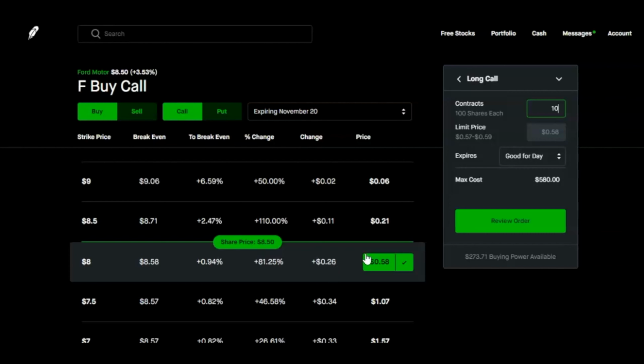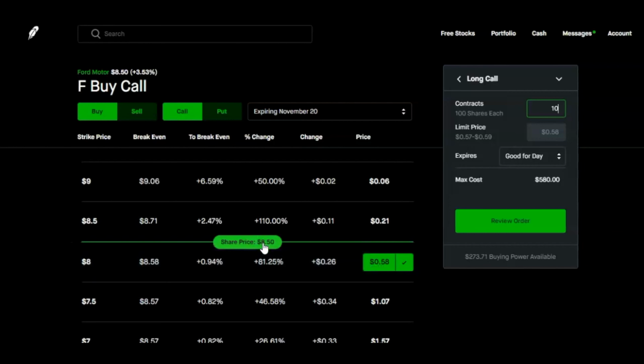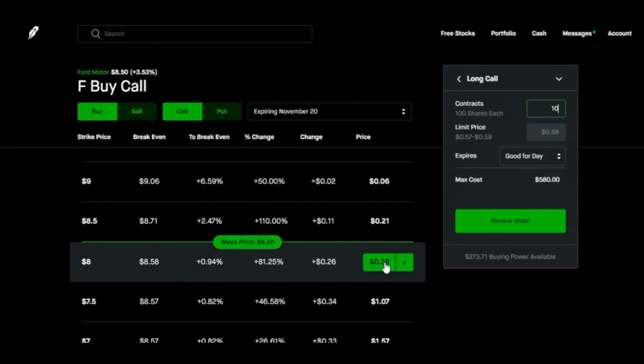So generally, obviously there's some volatility and the price is going to be worth more or less depending on how far it is from expiration. Usually the further out the expiration, the more the premium is going to be. But that's a general rule: if Ford stock were to go to $9, this contract would go from 58 cents to like $1.05, something like that, depending on what the bid or ask is.